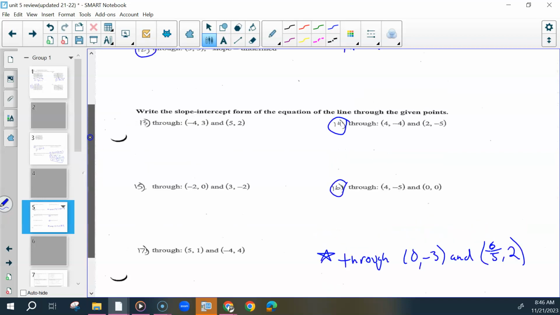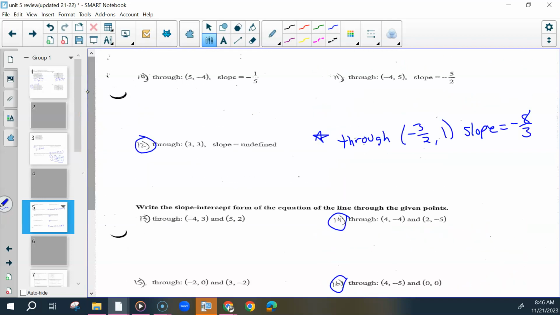Alright, so let's go back up to the top. Now, here, because we have a slope that's undefined, we cannot use our point slope with this. If it said slope of 0, you could, but you don't have to. You could do exactly what I'm about to do. So if the slope is undefined, that means we're dealing with an x equals.